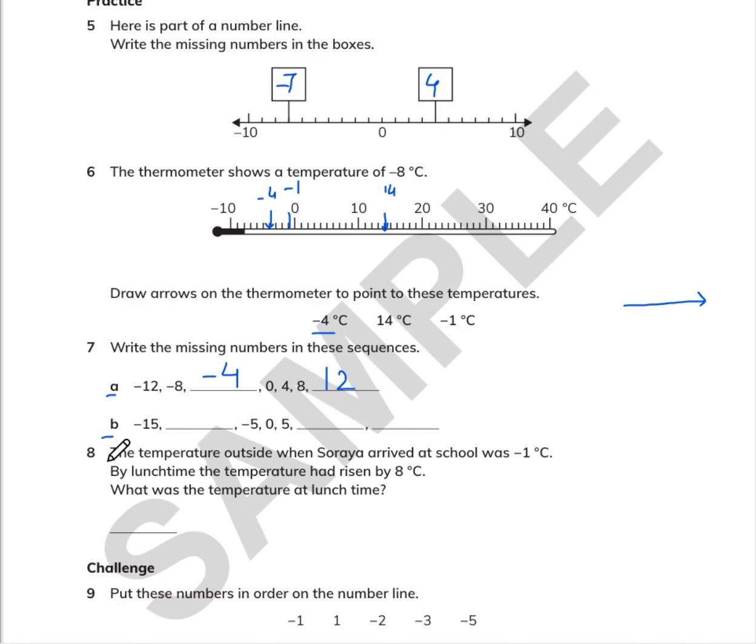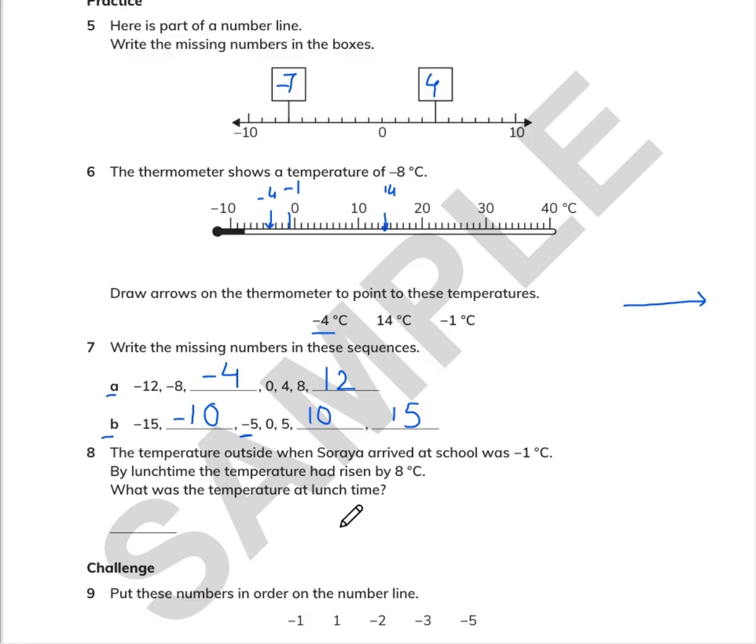This is the next sequence: minus 15 and then minus 5. So here it will be minus 10. This is adding 5 every time: minus 15, minus 10, minus 5, 0, 5, 10, and 15. So the term-to-term rule here is add 5 every time, and the term-to-term rule in the previous sequence is add 4 every time.